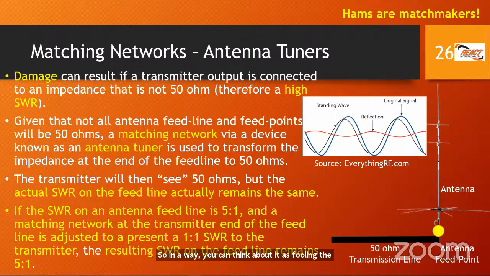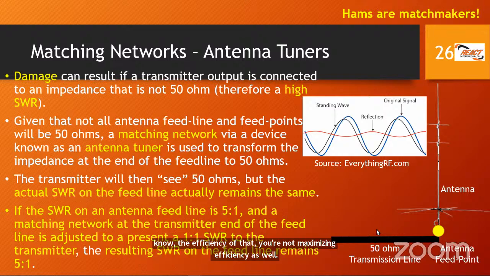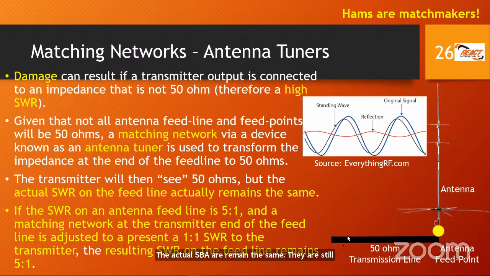But the transmitter will be quite happy. Quite frankly, when you use something like that, you're not maximizing the efficiency as well. It's just that it'll make the transmitter happy, so you need to be aware of that. The actual SWR remains the same. They are still standing waves, but just from the perspective of the transmitter. We'll come to a slide that hopefully shows that in a little bit, right? So hang on for a visual on it. The actual SWR remains the same on the line. You have the standing waves, but the radio will be a lot happier, right?